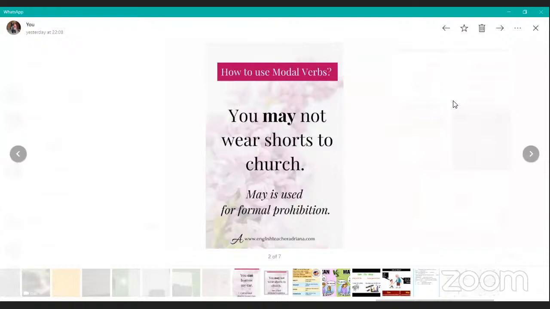This is an occasion where we use this, to say something, to give advice. Now you can't wear shorts to church. It's a religious place. We can't wear shorts to a religious place. So you can write this. You may not wear shorts to church. So may is used for formal prohibition. Prohibition means to stop something, to forbid it. Okay, you may write down this.